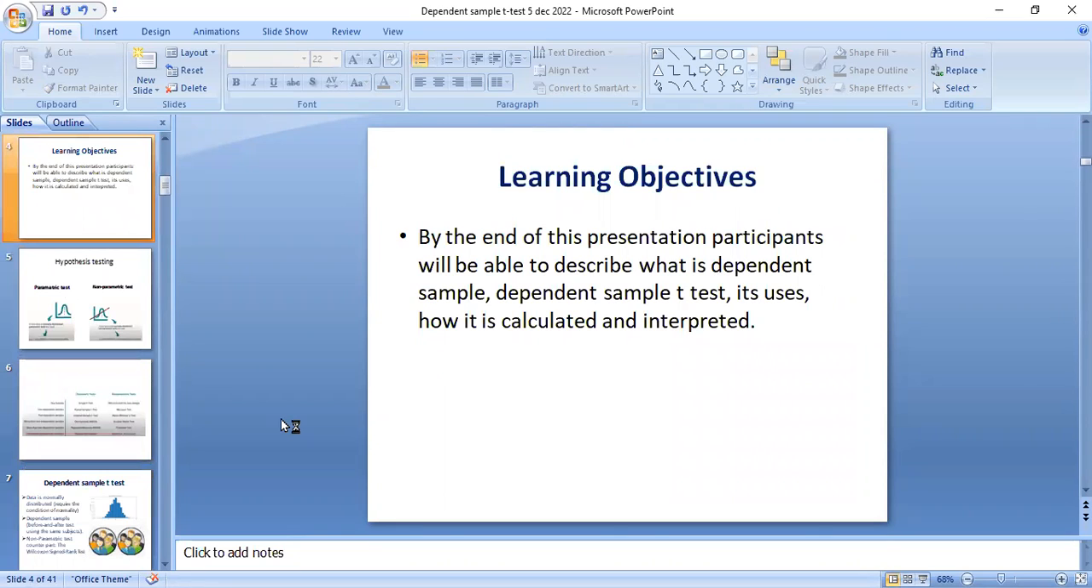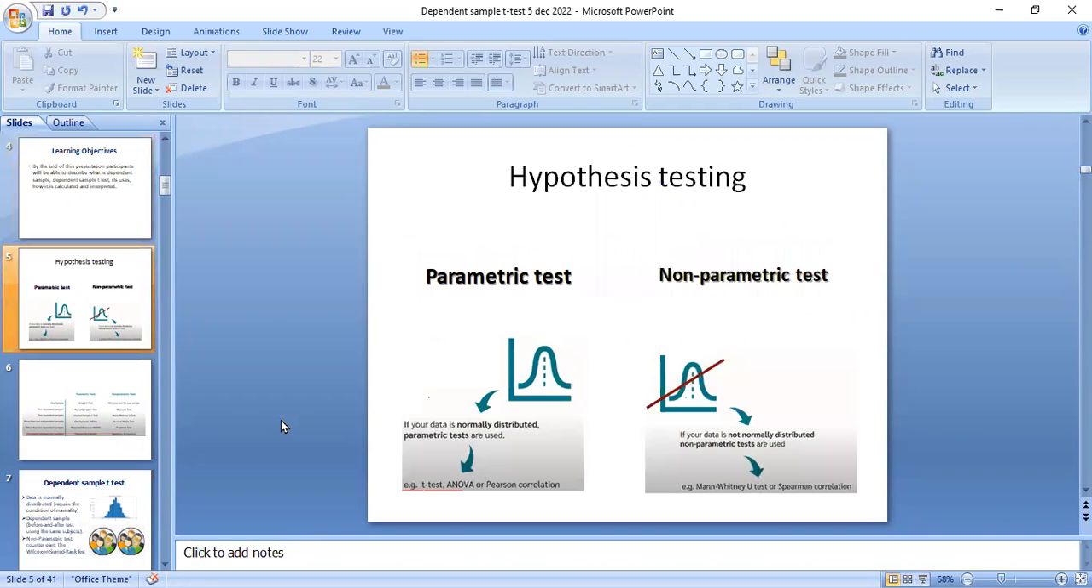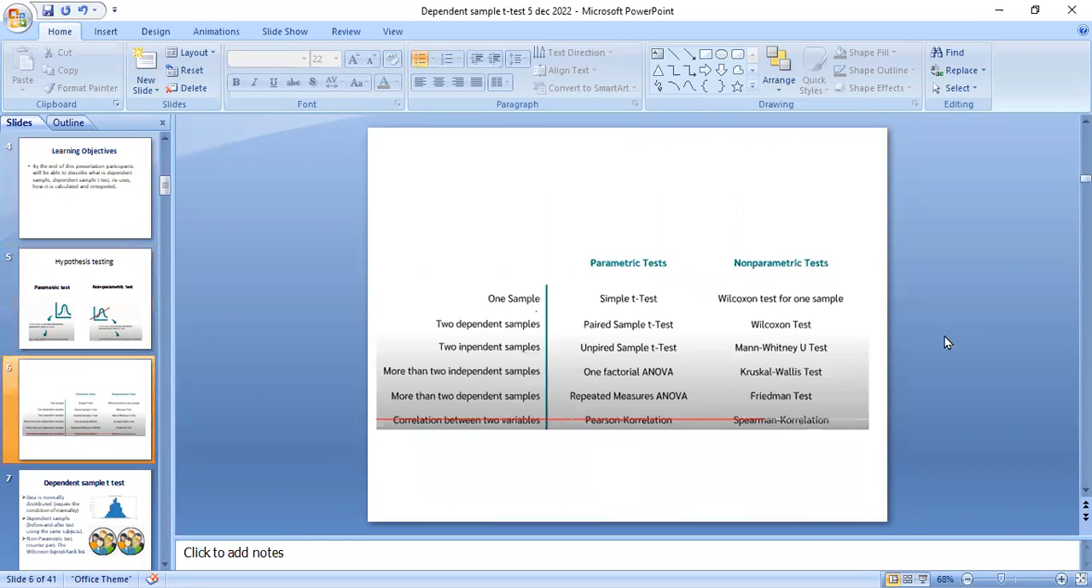By the end of this presentation, participants will be able to describe what the dependent sample t-test is, its uses, and how it is calculated and interpreted. In testing, we have two types of tests: parametric and non-parametric. Parametric tests are used when the data is normally distributed, and non-parametric tests are used where the data is not normally distributed. These are the lists of parametric and non-parametric tests.